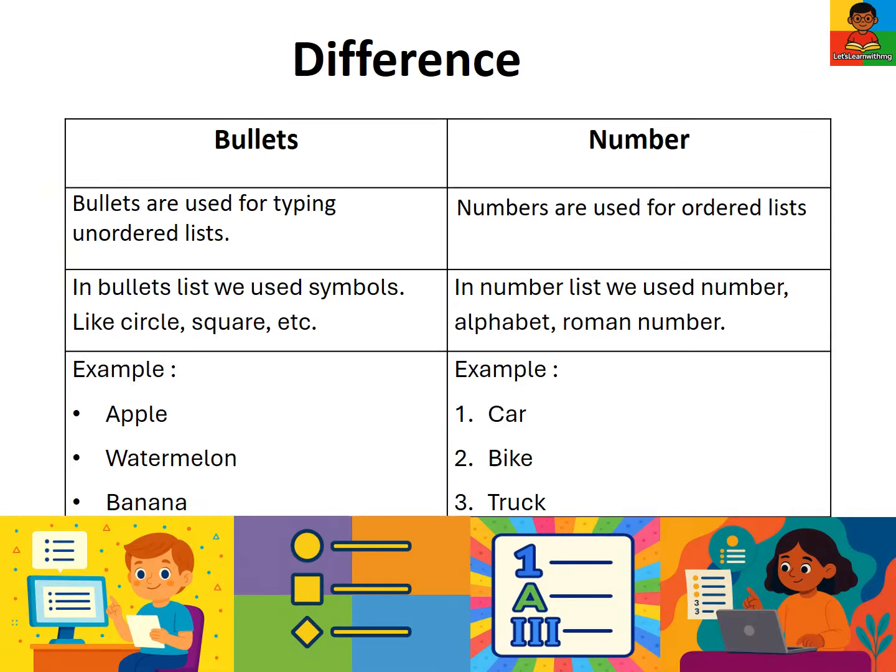Bullets versus numbered lists. Bullets are used for unordered lists, shown with symbols like circles or squares. Example: apple, watermelon, banana. Numbered lists are used for ordered lists, shown with numbers, alphabets, or Roman numerals. Example: car, bike, truck.